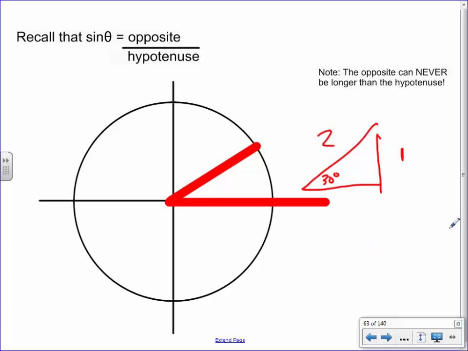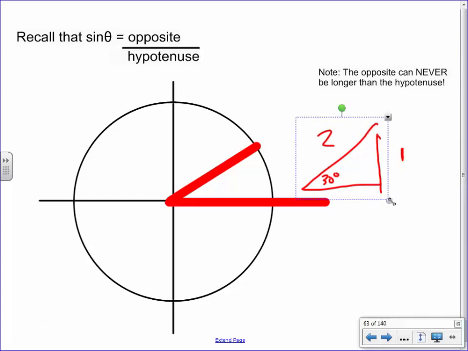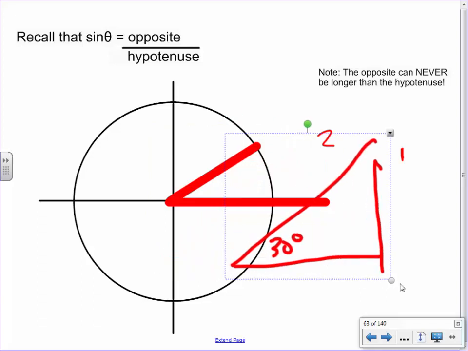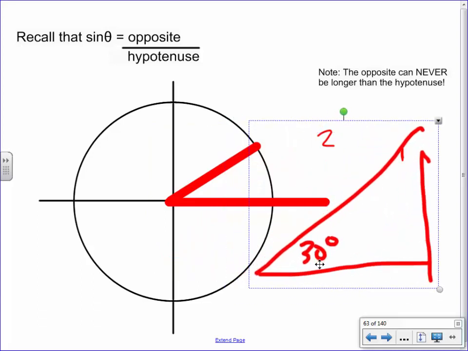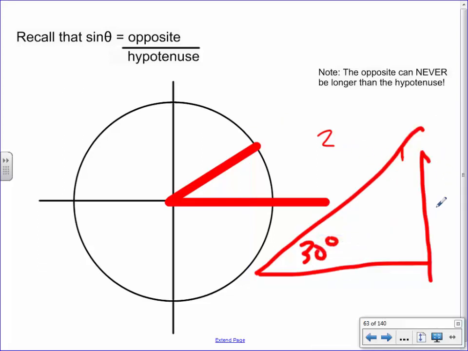It's always half. If I made this triangle twice as big, I think I did this before with the big group, if I make this triangle twice as big, but see how there's like a 30 degrees in the corner here? The ratio of sides is still the same. Only rather than it being 1-to-2, it might now be 2-to-4. But isn't the ratio of the two sides still the same? So that's what sine is asking you for.